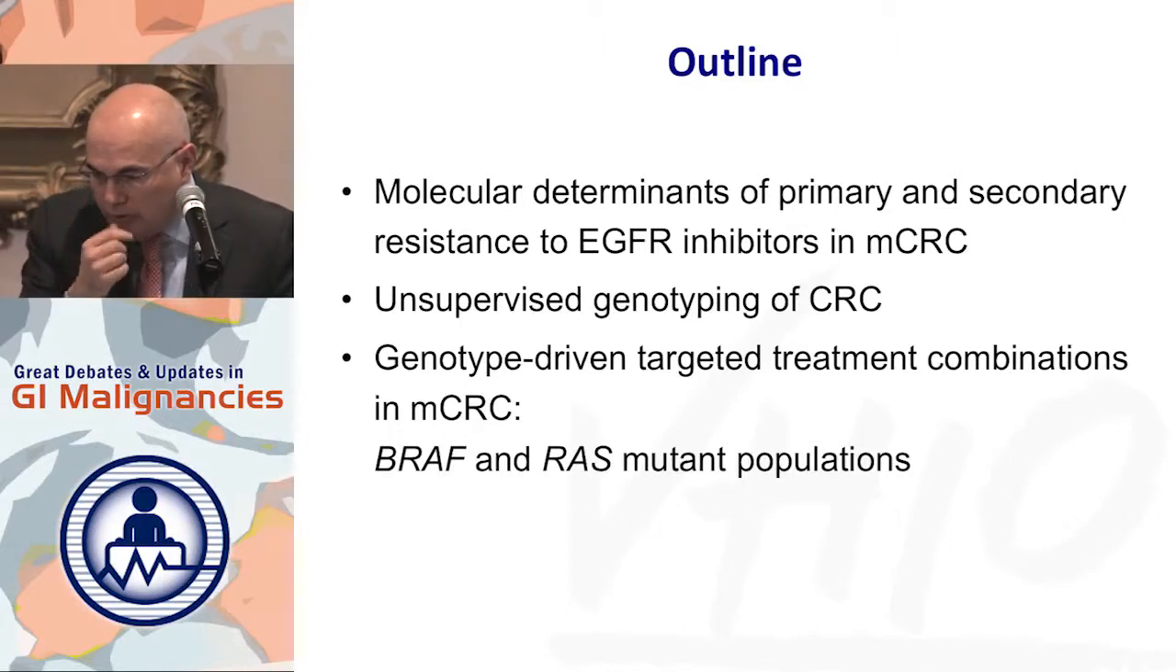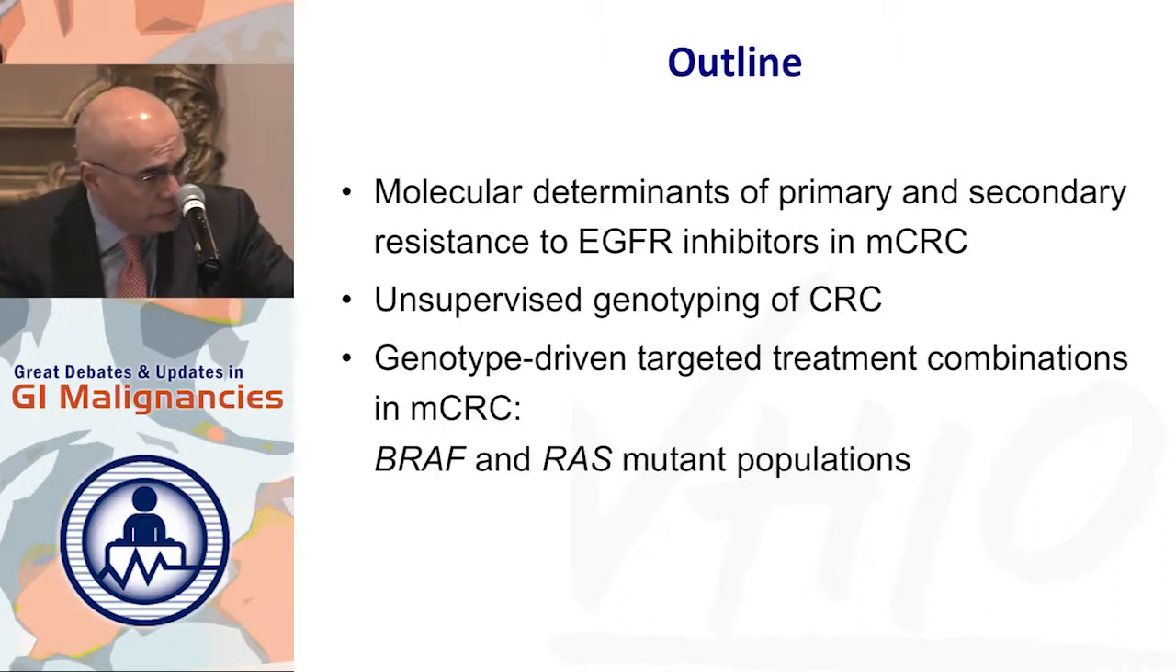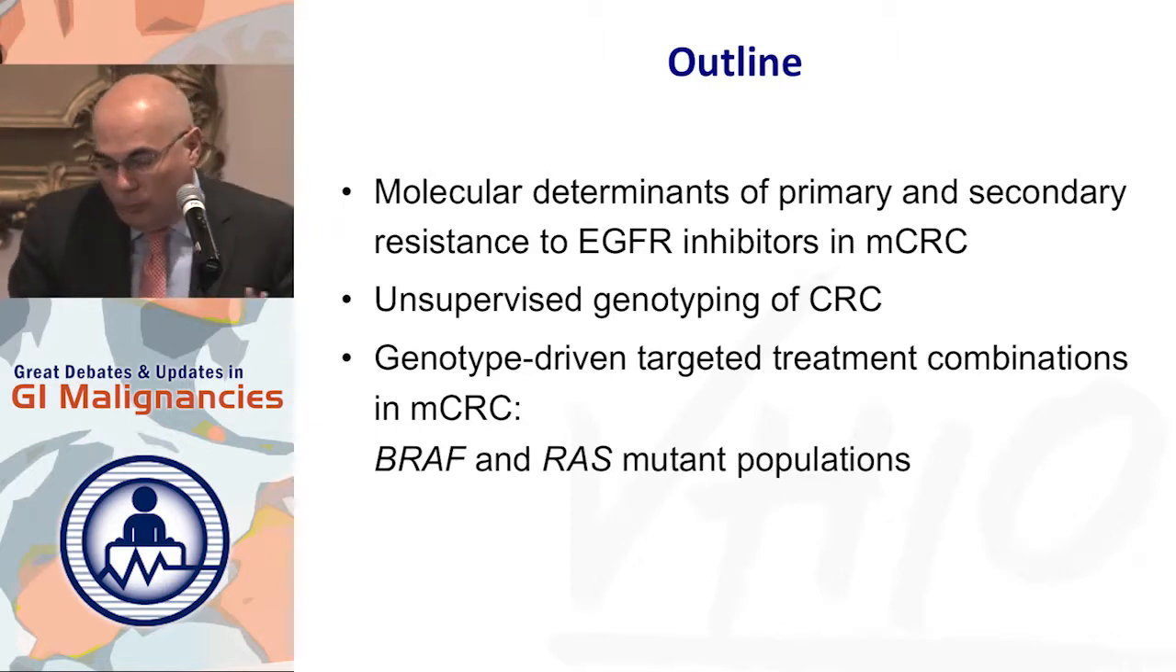So basically, I'm going to base my talk on 3 different topics. The first one is the molecular determinants that we have demonstrated are determinants for primary or secondary resistance to EGFR inhibitors. The second one is going to come more to the discussion of the talk: the unsupervised genotyping of colorectal cancer and how this is being implemented in the clinical setting. And finally, I'm going to give some messages for 2 well-defined populations.